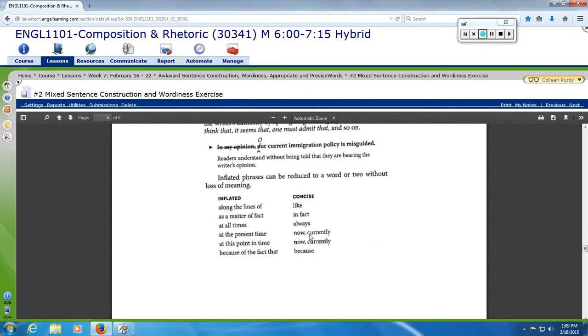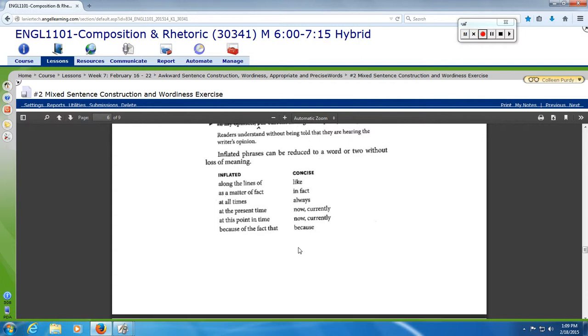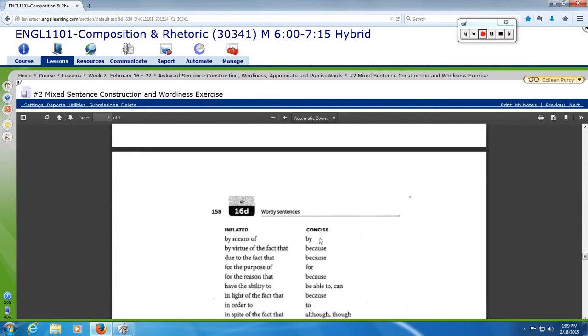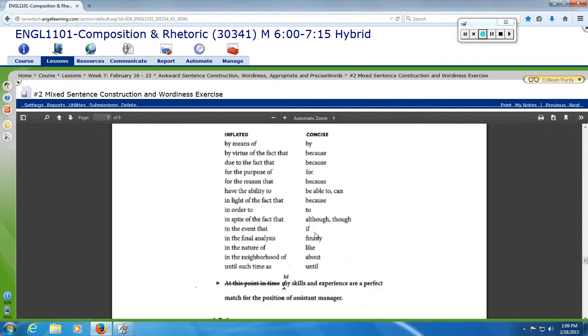"At the present time" is "now" or "currently," or if it's implied, given the rhetorical situation, that it is the present time, you don't need it at all. Same thing with "at this point in time" and "because of the fact that": just get rid of it. Because. Okay? Actually, you are combining, in this case, dependent markers, or subordinate conjunctions: "because" and "the fact that." You're combining two of those. All right. Look at these inflated phrases and replace those with the concise versions.